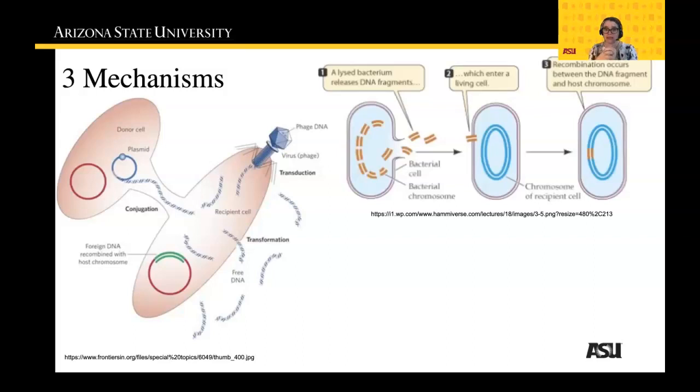The third mechanism, aside from transformation, which is picking up from the environment, or conjugation, which is sharing with your neighbor, would be viral vectors. I did not mean bacterial. Viral vectors. A virus injects its DNA, like a phage, right, injects its DNA into a bacterium. And this phage now has its DNA in the bacterium.